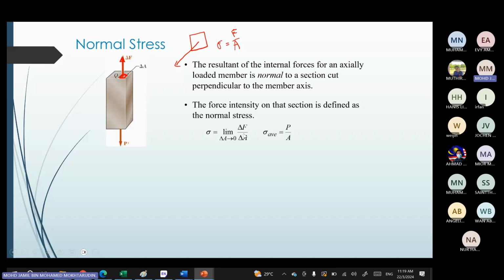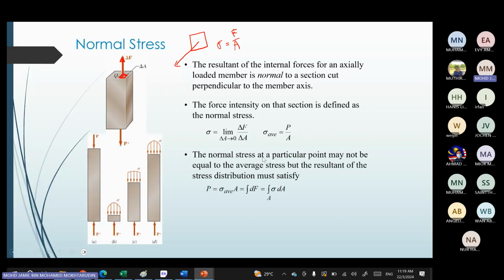Okay, there is a limit, but we don't use the limit formula. We define it as an average, in terms of average normal stress. So average normal stress is simply the force P divided by area. The normal stress at a particular point may not be equal to the average stress, but the resultant of the stress distribution must satisfy this.